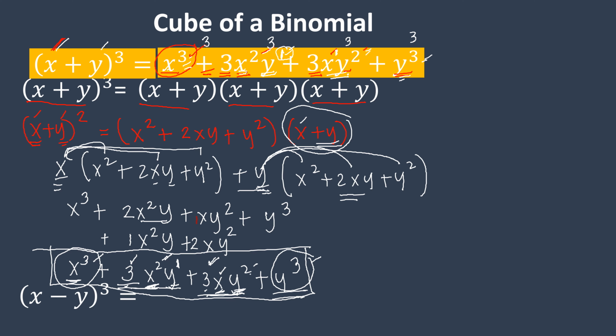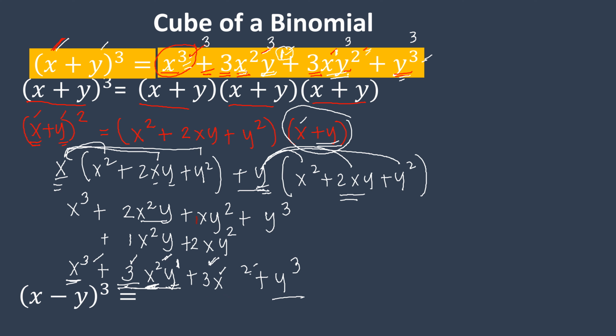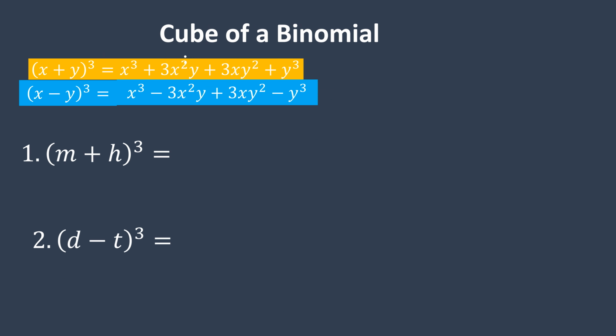And what will happen if it is a minus? If a binomial has a negative as the middle sign. Okay, I'm sorry, I was able to erase the term, and this is 3xy squared. So if ever the negative is the middle sign, the signs of our product alternate. When we say alternate, the first term is positive, the second term is negative, the third is positive, and the fourth is negative. Let us try this example.